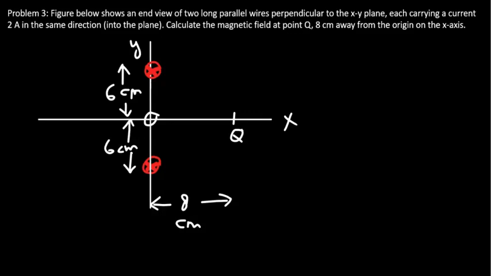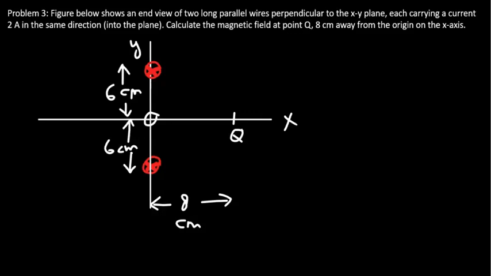Problem 3. Figure below shows an end view or cross-sectional view of two long parallel wires perpendicular to the xy plane. So this is the xy plane, the computer screen. So this is wire 1 and this is wire 2. And both these wires carry current into the plane as indicated by the two crosses. They carry the same amount of current into this plane. So both of the currents are in the same direction. So this is 2 ampere and this is 2 ampere.